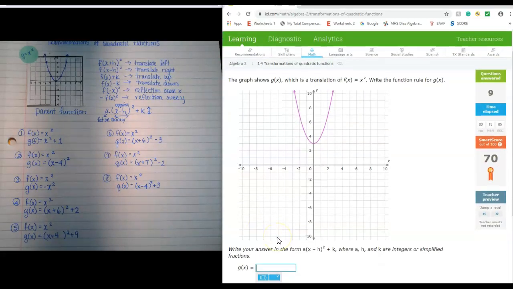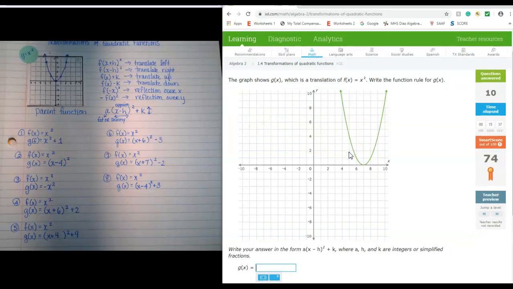Now here we have g of x. So it's been transformed, and it was a translation of our original function, which is x squared. So we're going to write the function rule for this. Since the quadratic did not move left or right, all we need to do is type in x squared. And then we say, okay, how much did it move up? Well, it moved up 1, 2, 3. So we just put plus 3.